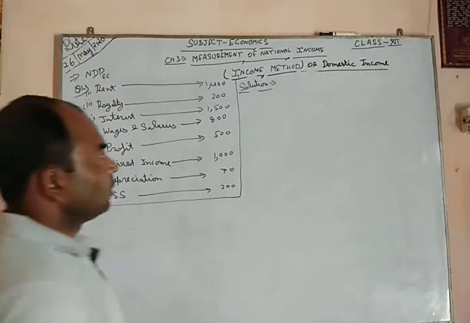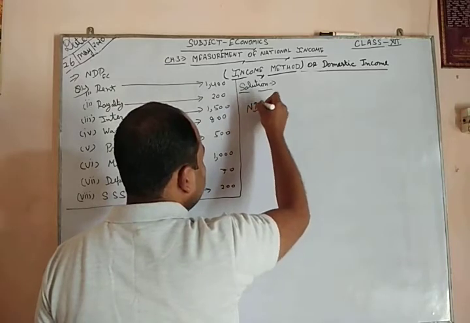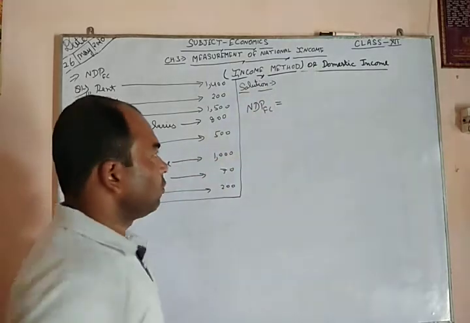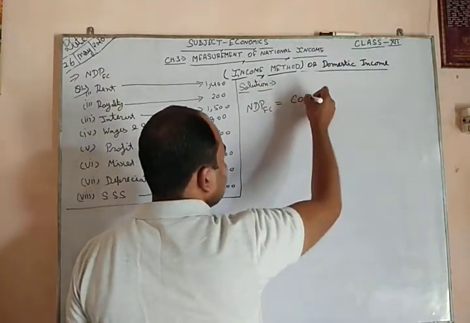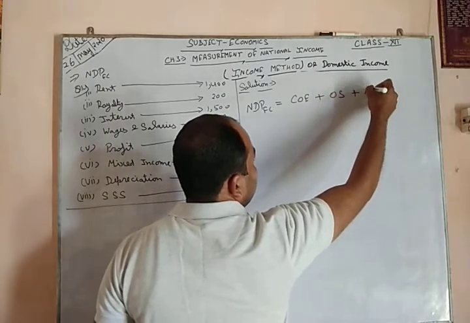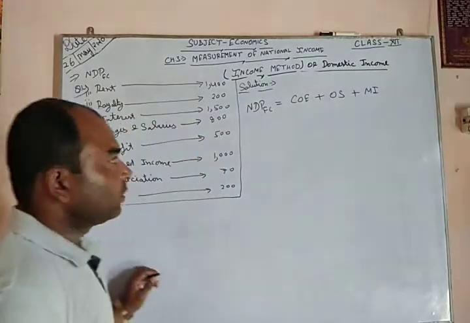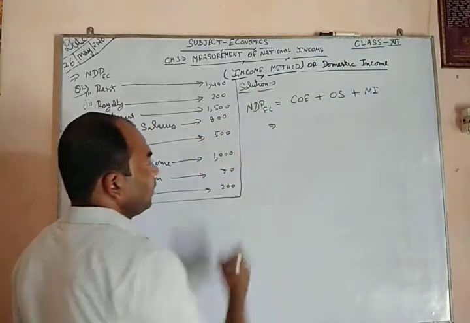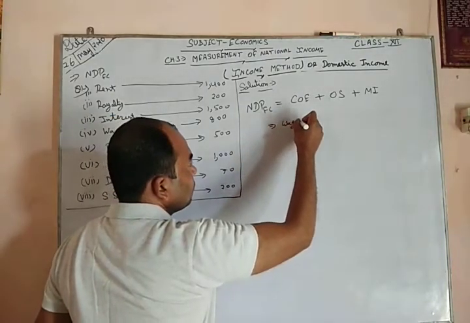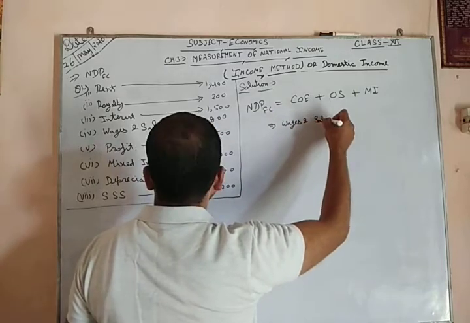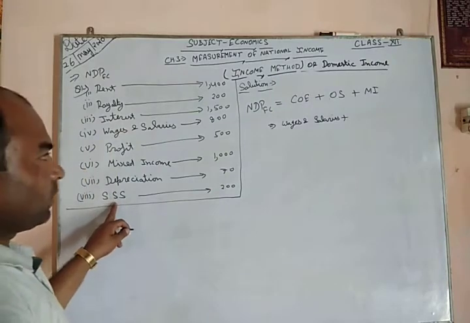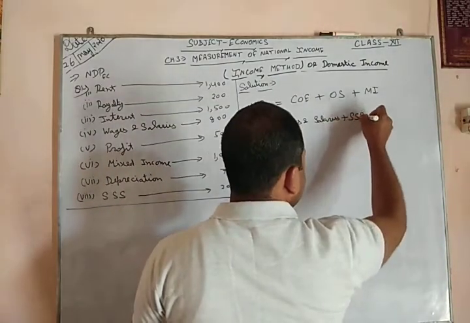It is clear to students? So we have the formula: NDPFC or domestic income is equal to COE, compensation of employees, plus operating surplus plus mixed income. It is clear to students? Now COE, here is wages and salaries, plus SSS also, social security scheme.